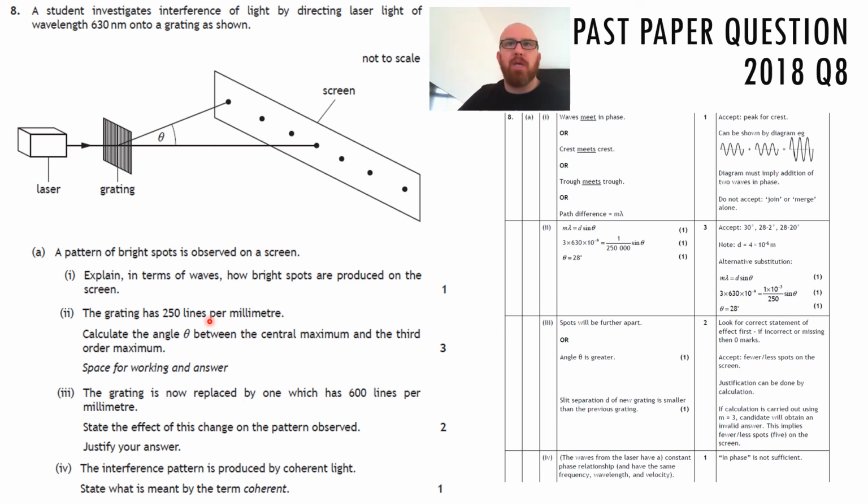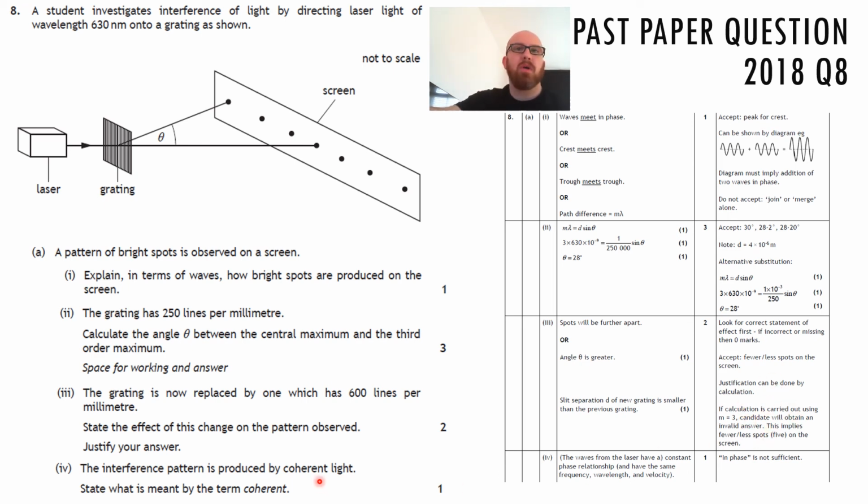State the effect of this change on the pattern observed. Okay, so the spots will be further apart. They've mentioned spots here. You need to know that. And explain, state the effect and justify your answer. So the spots will be further apart, or the angle theta will be greater. Those two will get you the 1 mark. Why is that? Because the slit separation d of the new grating is smaller than the previous grating. It gave you lines per millimetre, didn't mention the slit separation, so the slit separation is going to be smaller. You can do a calculation, however you don't have to, and there's the solution there.